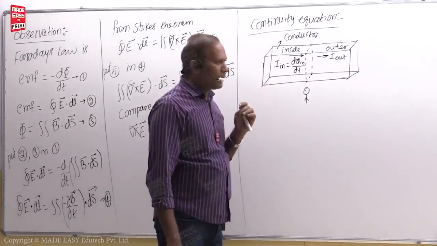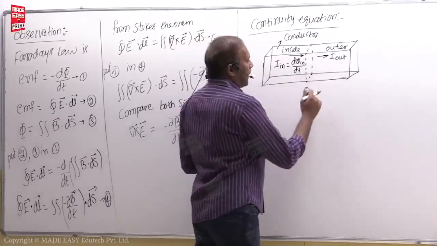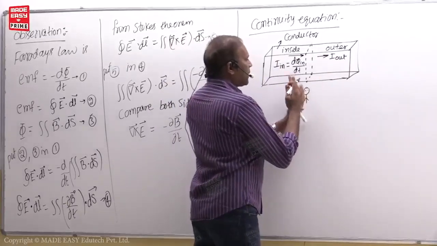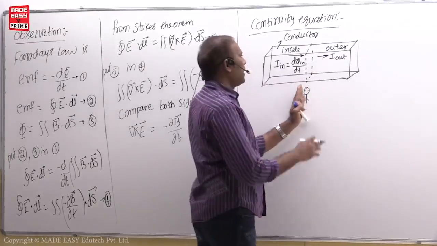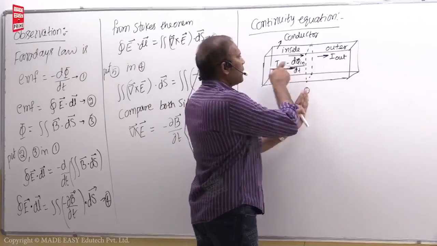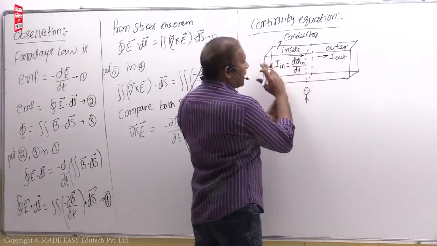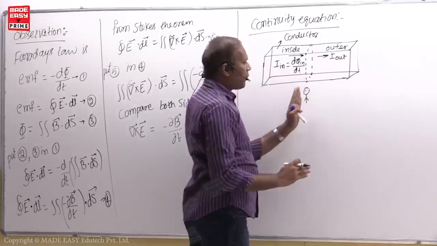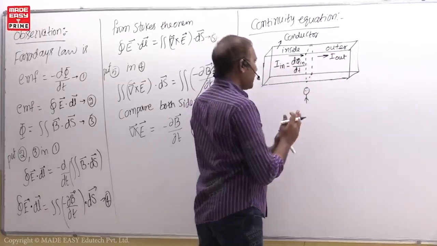That you remember, one point. Second point: here current is going, let us say. Now I am standing at this location and observing the current flow. Here current is coming, here current is going. I am calling this the inside region. This is the outside region for this location. For this location, this is the inner region, this is the outside region.